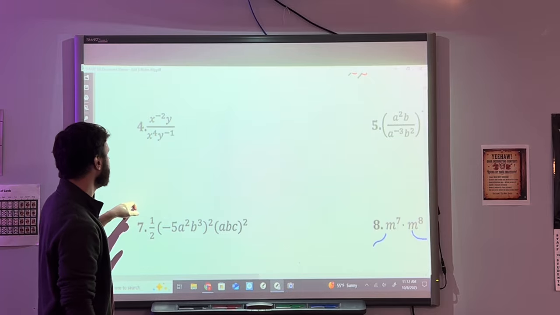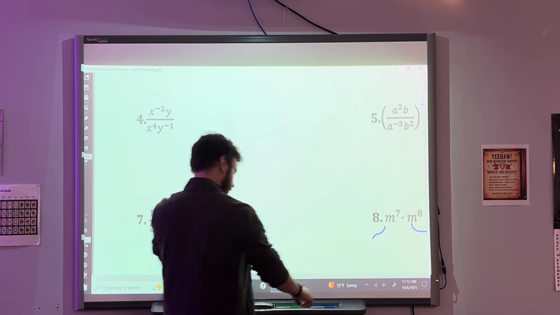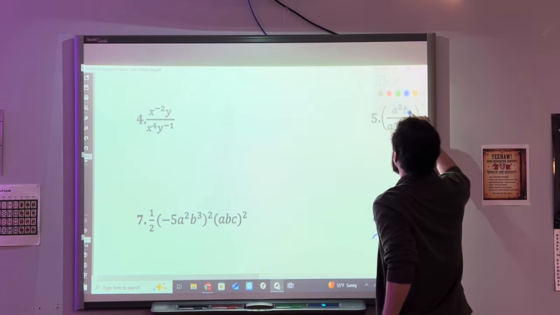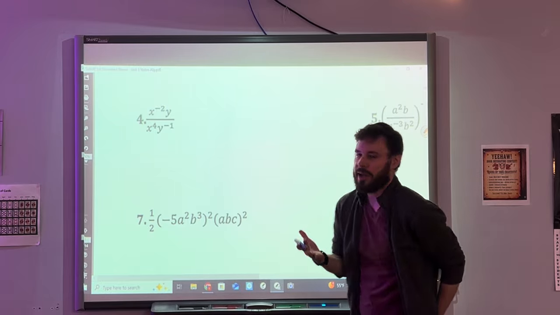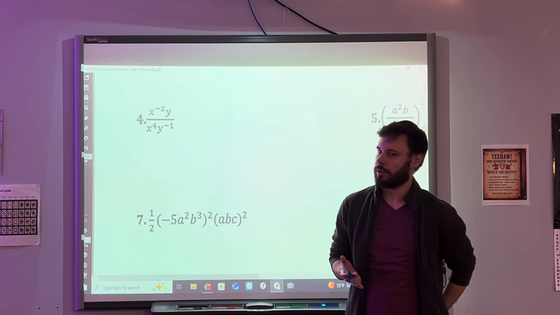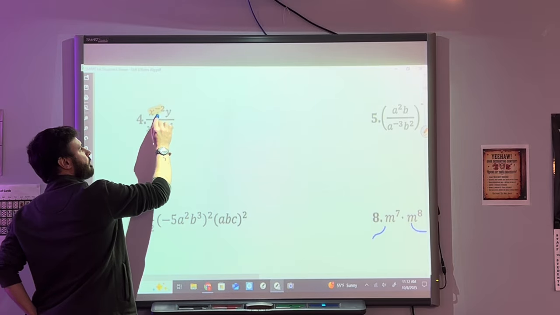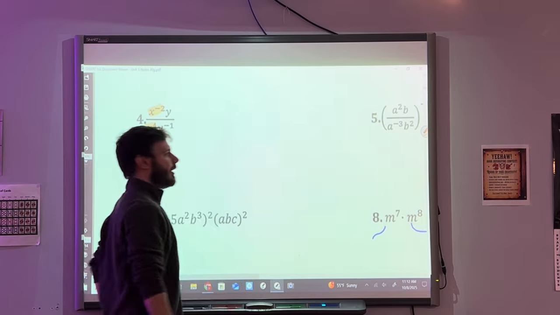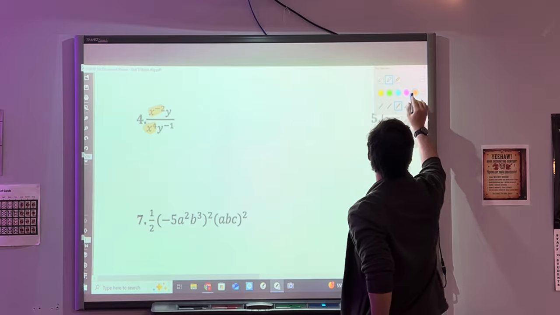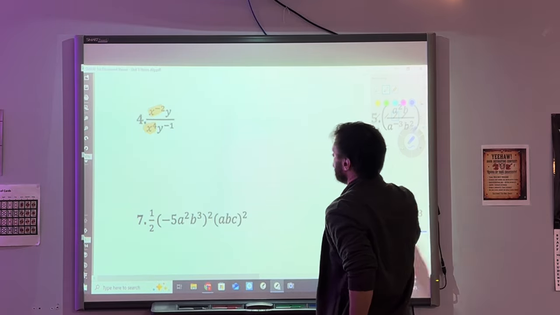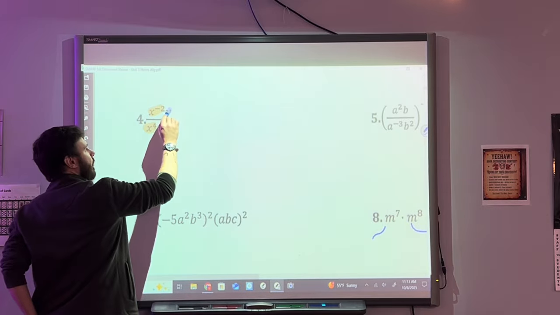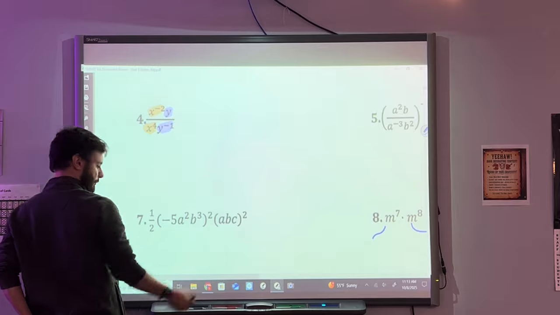So number 4 has negative exponents. And we have a rule that says you can't have negative exponents. Negative exponents aren't allowed. So in order to do this nicely, I'm going to keep everything in a row. We're going to team up the x's together, and I'm going to group up the y's together.